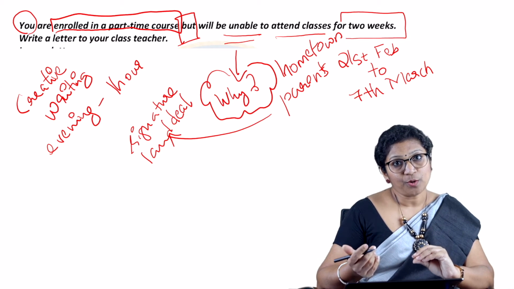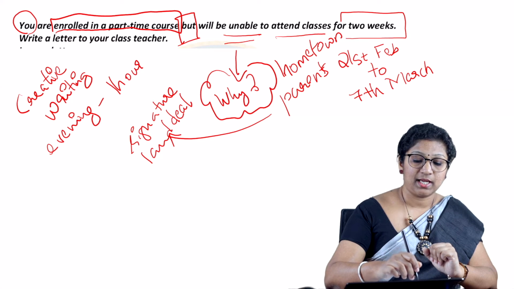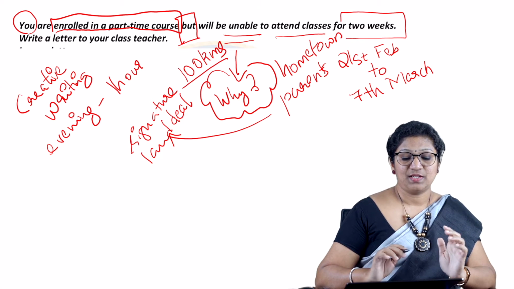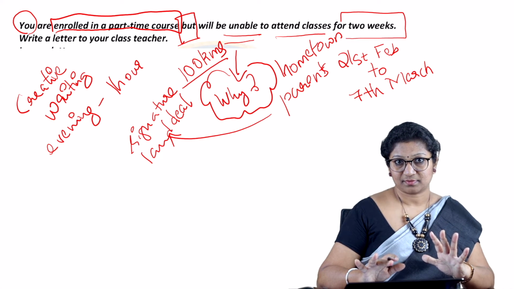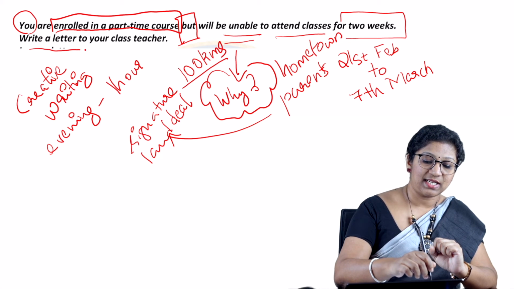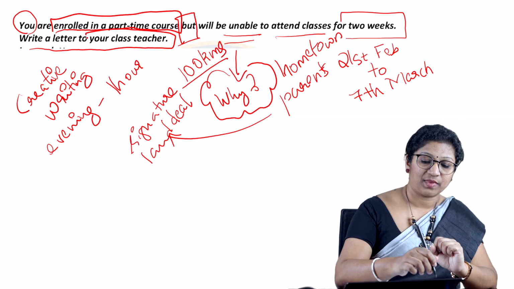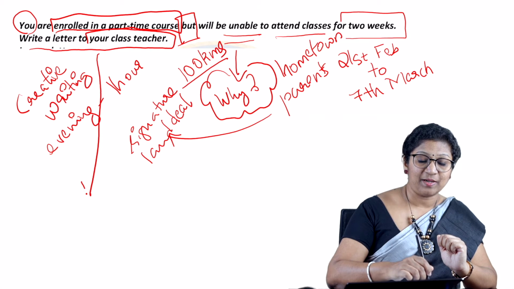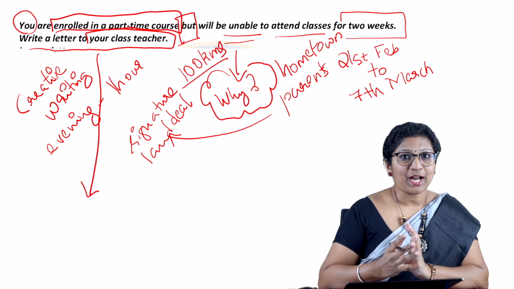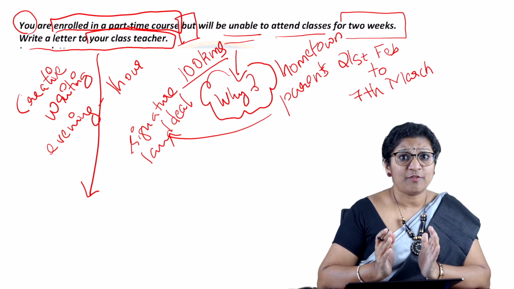Okay, so going to your hometown, which is probably, let's say, 100 kilometers away. Of course, you cannot travel easily back for class. Okay, so you create a story there, right? And then when you look at this sentence which says write a letter to your class teacher, here we need to understand the type of letter we're going to write. So when we write to a class teacher, what kind of letter would it be? Is it an informal letter?